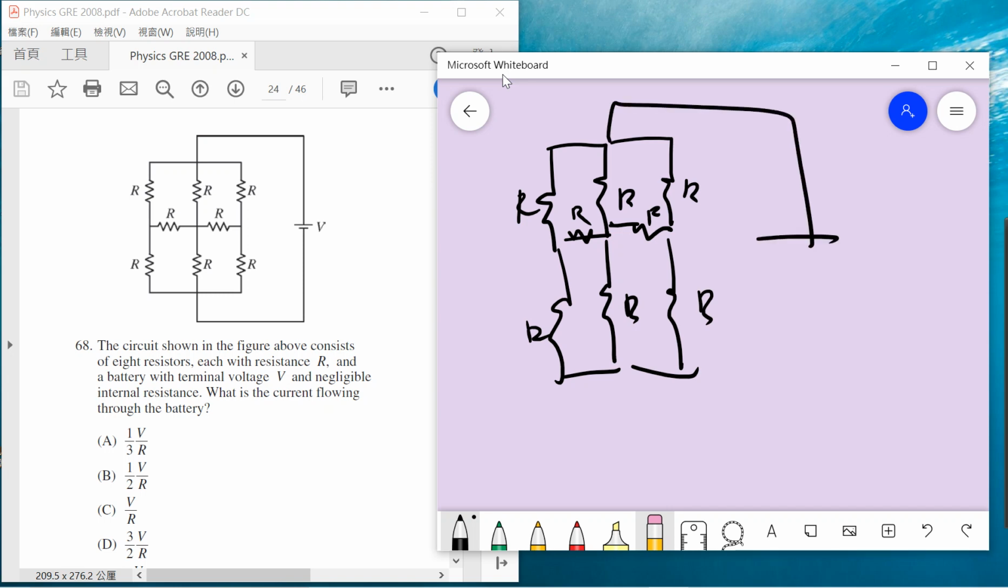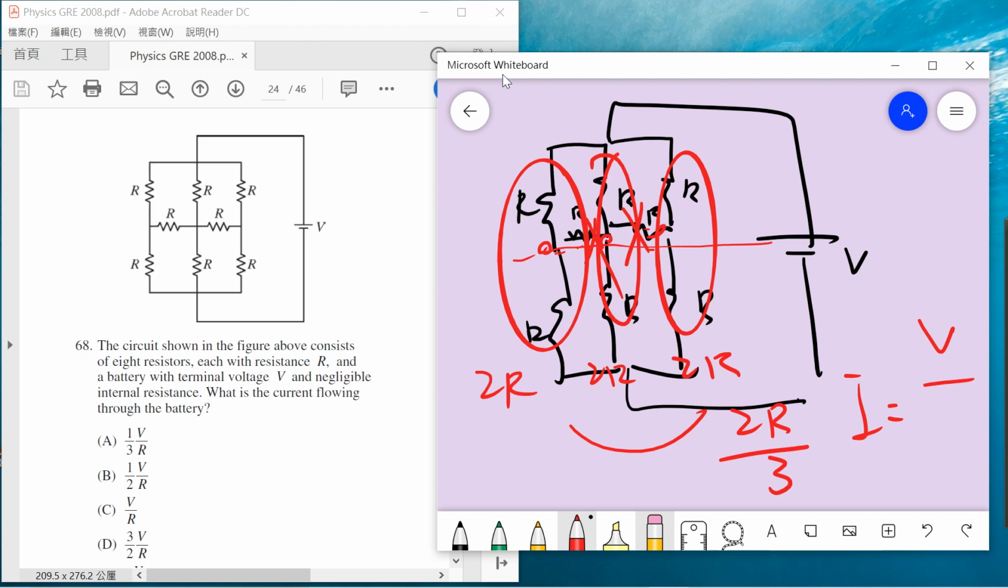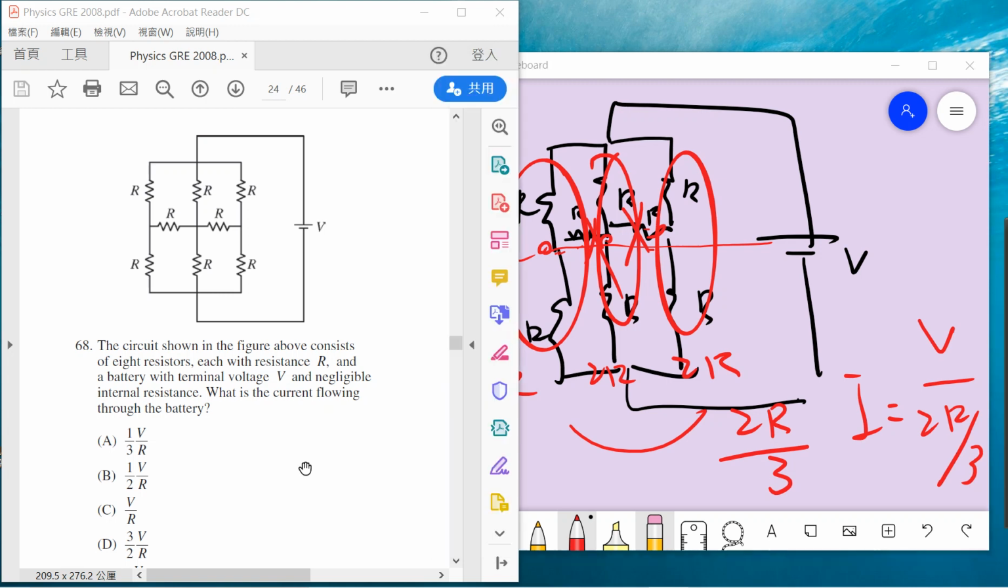Okay, so what you have to know is the symmetry. Symmetry can tell you that these three must have the same voltage. So there's no current from here to here. So these are parallel. These are series. So you have 2R, 2R, 2R, and then you have 3 of them which are parallel. So the current is V divided by 2R over 3. So the answer is 3V over 2R. That's it. Simple question.